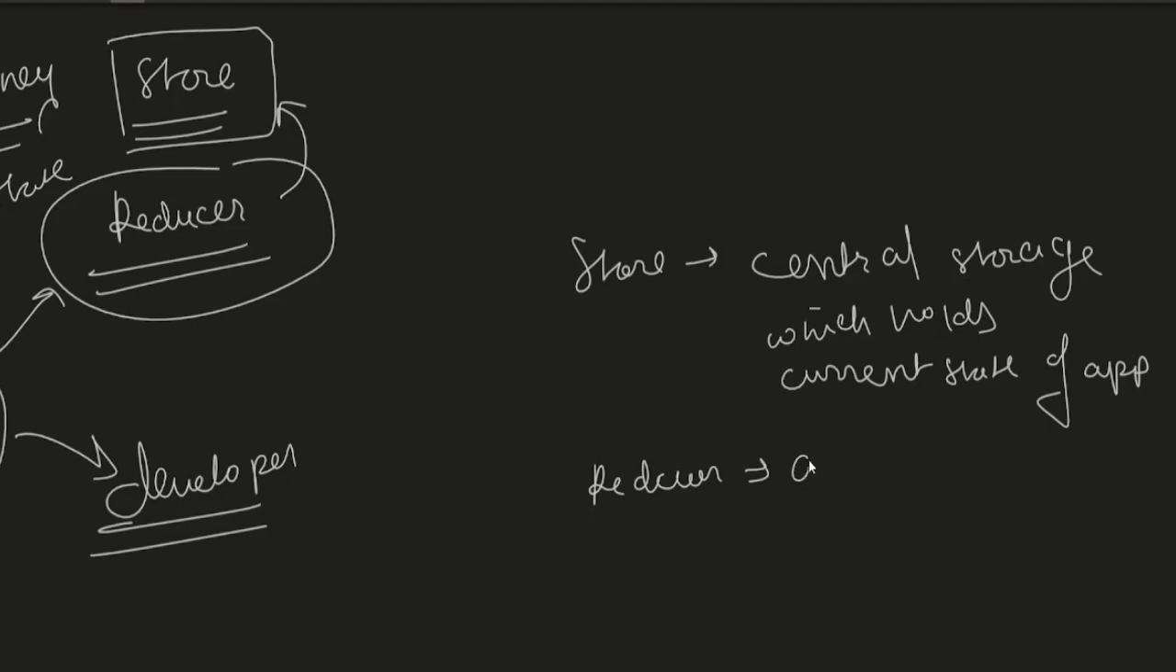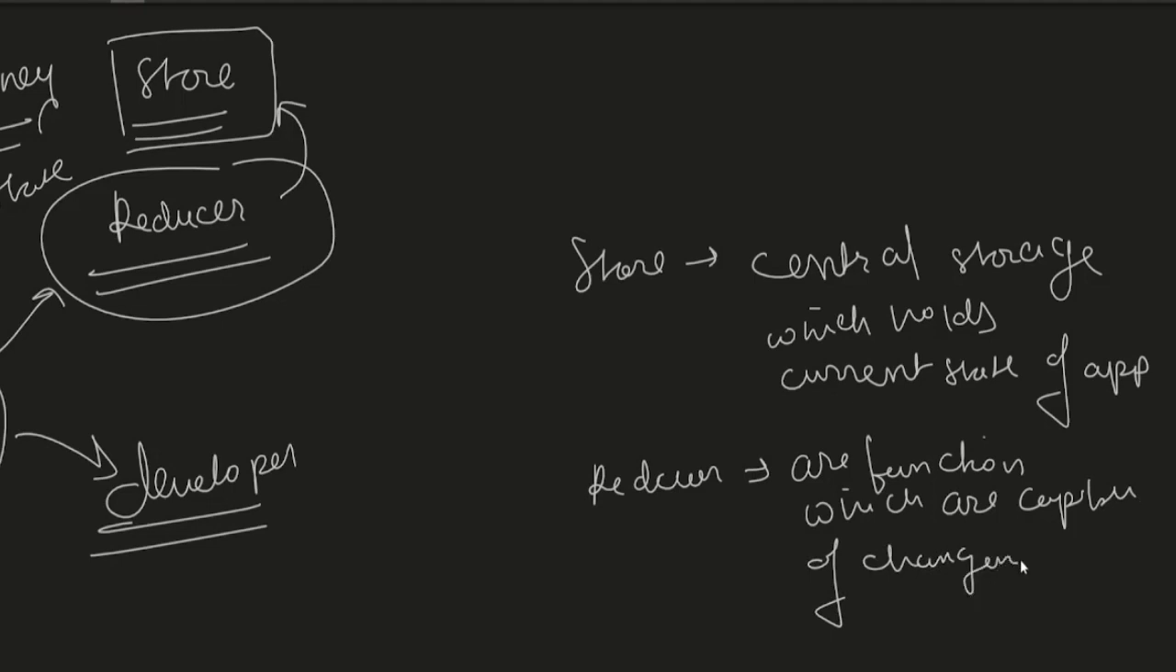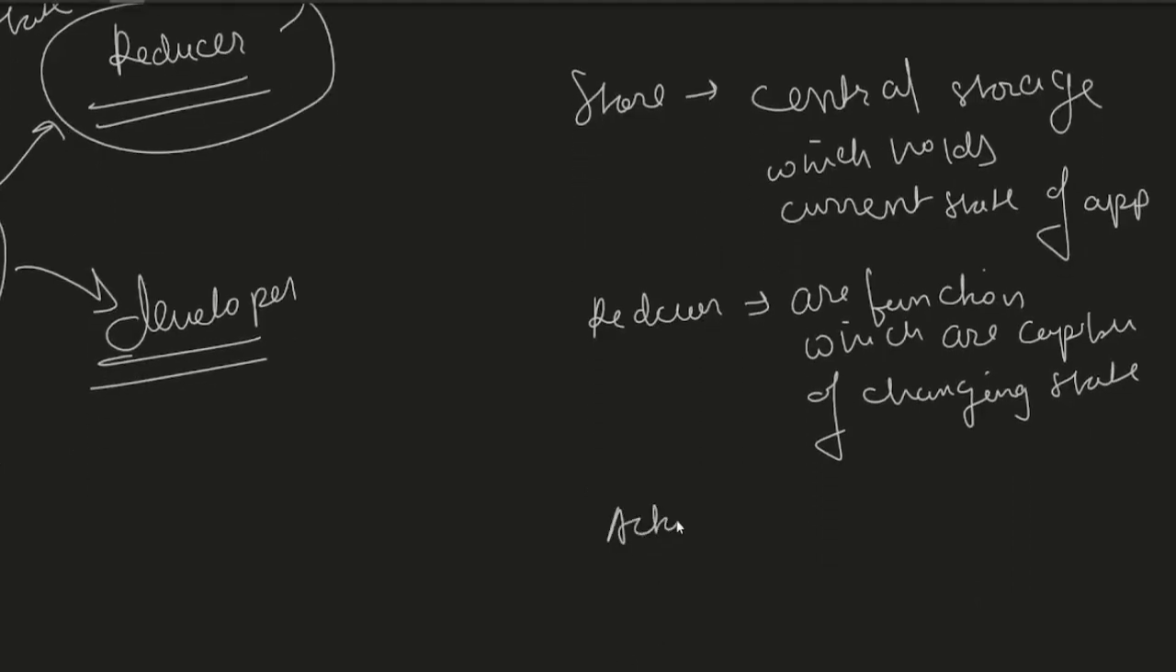So reducers are functions which are capable of changing state. Then comes our action. So what is action doing? Action is going to tell what operation to perform.